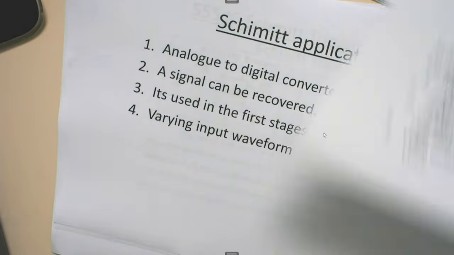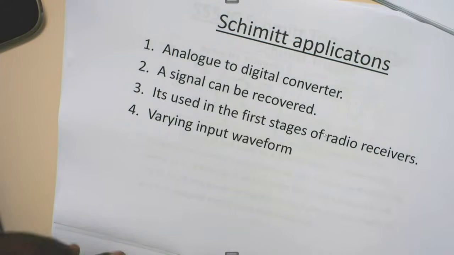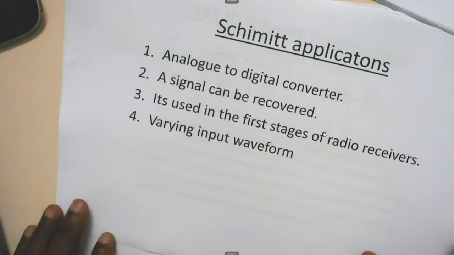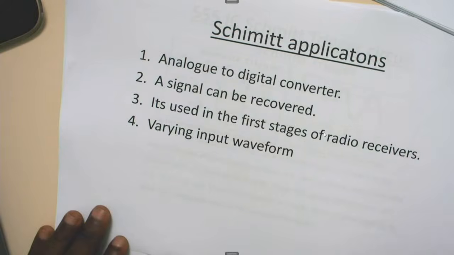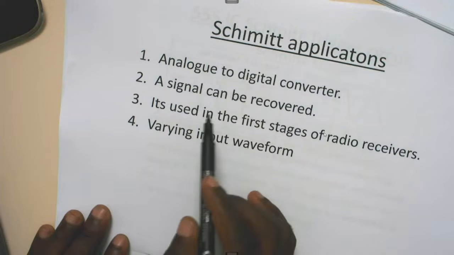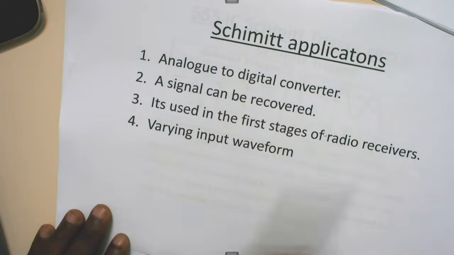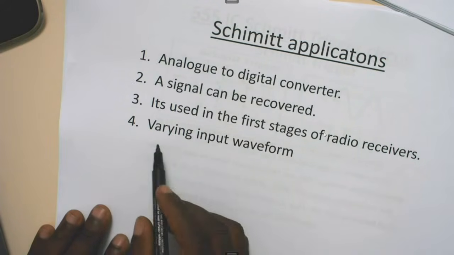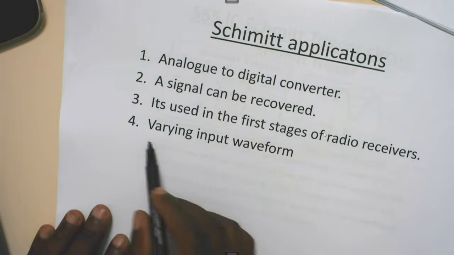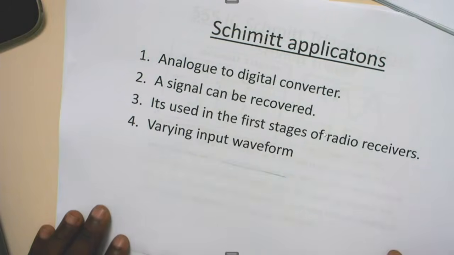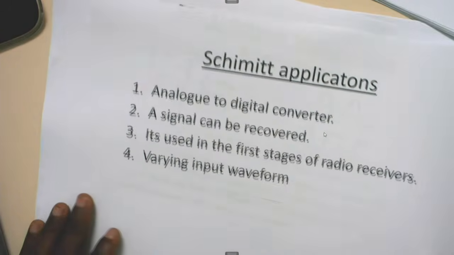Then here are the applications where we normally find this Schmitt trigger. We find the Schmitt trigger in the analog to digital converter, where a signal can be recovered. It is used in the first stages of radio receivers, with varying input waveforms. So these are the applications of our Schmitt trigger.